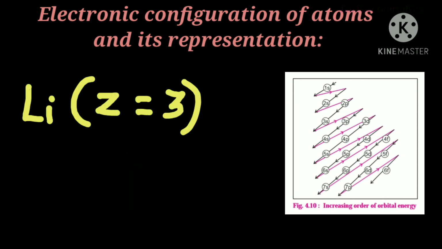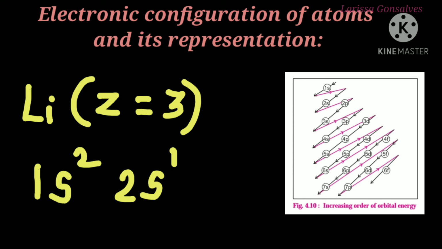For lithium, the atomic number is 3. So the number of electrons present is equal to 3. So let us write the electronic configuration beginning from 1s. So the capacity of s electron is 2. So write 1s2. But since 3 electrons are there, we need to accommodate 1 more electron. So the next is 2s. The capacity of s electron is to accommodate 2 electrons. So we are still short by 1 electron. So we will write it as 2s1. So the electronic configuration of lithium is 1s2, 2s1.